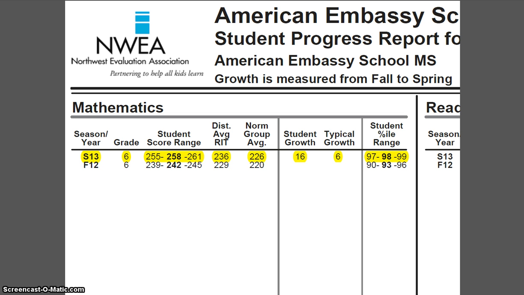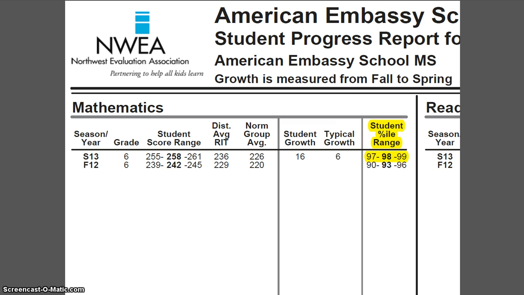In this example, the student's spring 2013 RIT score was in the range of 255 to 261, with 258, the center of the range, being the best estimate. The district average RIT is actually the AES average for students in the same grade. The norm group average is the average for United States students in the same grade. So in this case, the student score of 258 is above the AES average of 236, and the AES average of 236 is above the US average of 226.